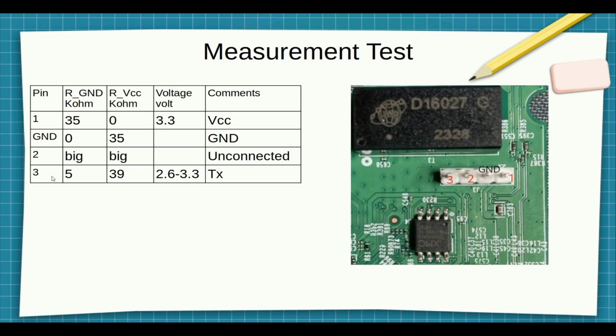And let's talk about pin number three. There was a little bit of resistance when we measured to the ground and more resistance when we measured to VCC. And most importantly, the voltage varies from 2.6 to 3.3 during the boot time. So that's why most probably this is the TX. Pin number two was a little bit different, because we have a big resistance either against the ground or against the VCC, and there is no voltage, and that makes the conclusion that this is a not connected pin.